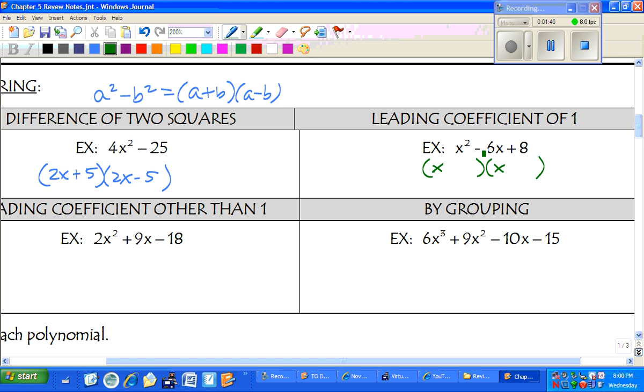Since they're going to add up to a negative, they're both going to be negative, right? Because a negative times a negative gives us a positive. So it could be negative 1 and negative 8, or negative 2 and negative 4. We just need to figure out which ones add up to negative 6. So obviously, the only choice there would be negative 2 and negative 4. So x minus 2 times x minus 4.